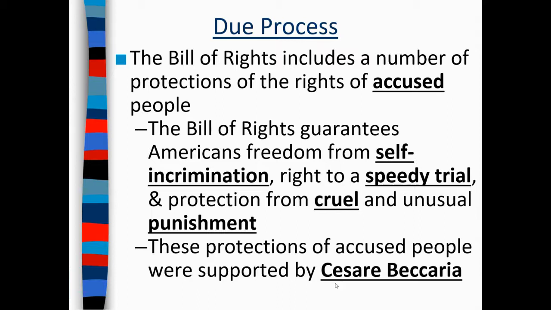Due process. The Bill of Rights includes a number of protections of the rights of accused people. The Bill of Rights guarantees Americans freedom from self-incrimination, right to a speedy trial, and protection from cruel and unusual punishment. These protections of accused people were supported by Cesare Beccaria.